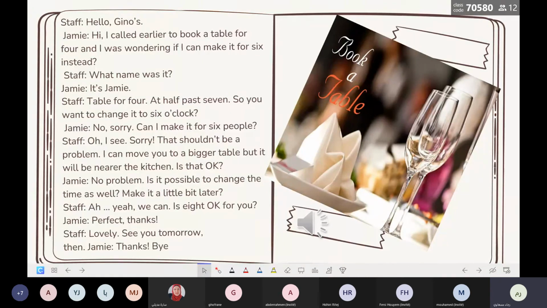Is it possible to change the time as well? Make it a little bit later? Yeah, we can. Is 8 okay for you? Perfect. Thanks. Lovely. See you tomorrow then. Thanks. Bye. Thanks. Ciao.